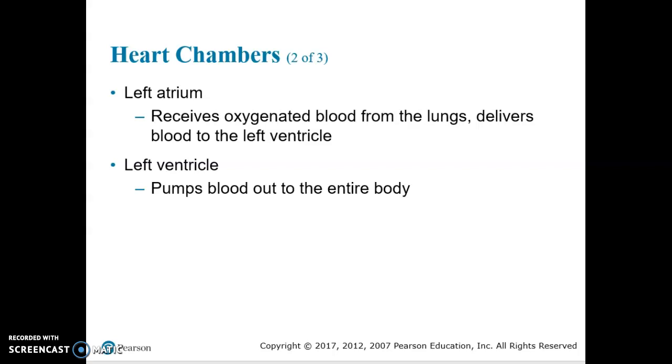So we have a really high oxygen saturation here. The oxygen saturation in the left atrium is at 100%. It is bright red in color, and the CO2 concentration here is extremely low because it's removed by the lungs. And again, the left atrium delivers blood down to the left ventricle.